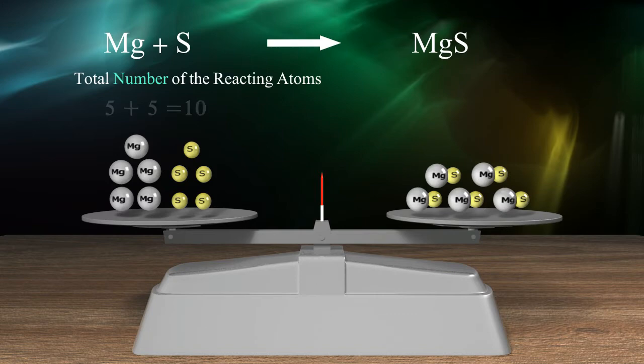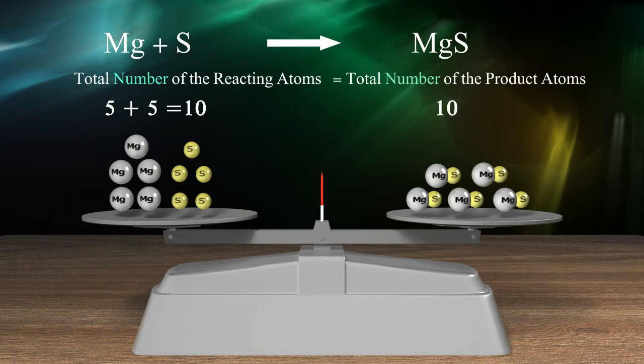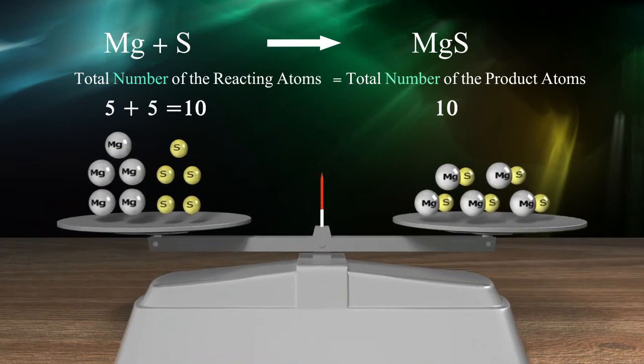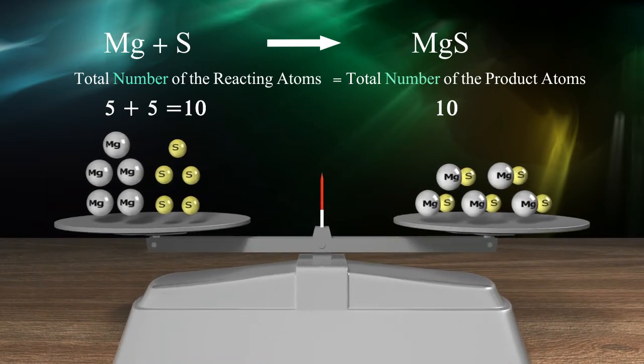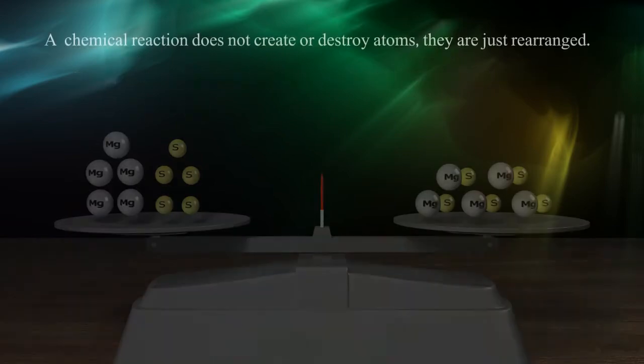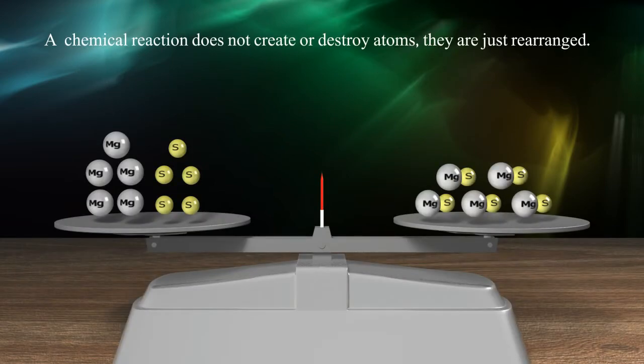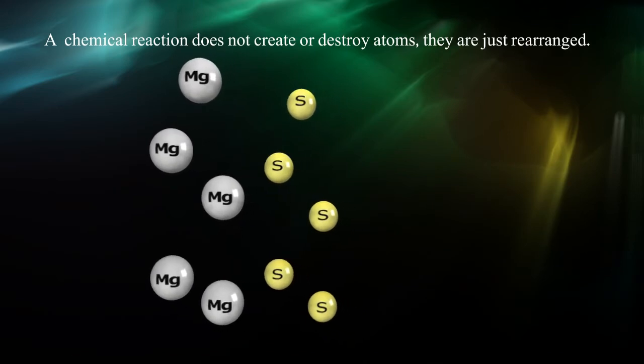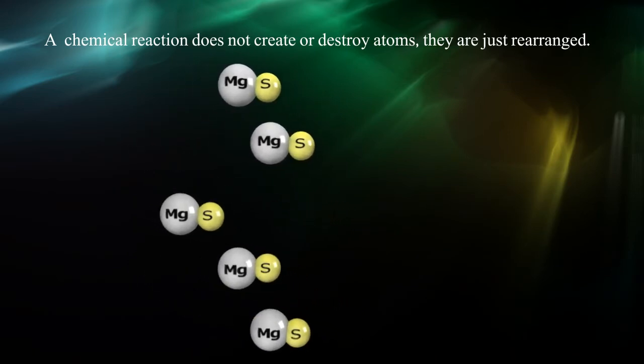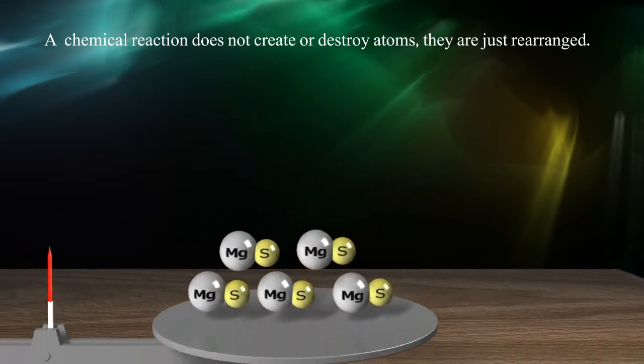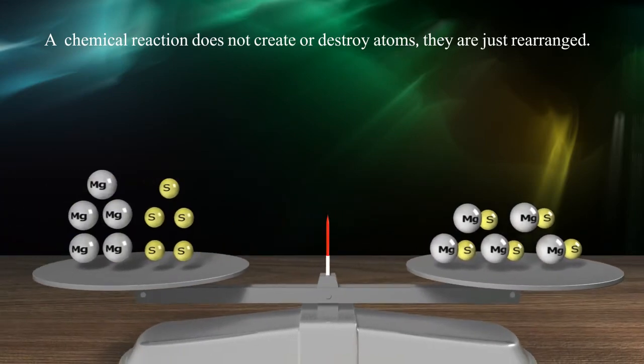Even the total number of atoms on the reactant side and the total number of atoms on the product side remains the same, as per the law of conservation. Thus, a chemical reaction does not create or destroy atoms. The atoms are only rearranged in a reaction, resulting in the formation of a new product having the same number of atoms.